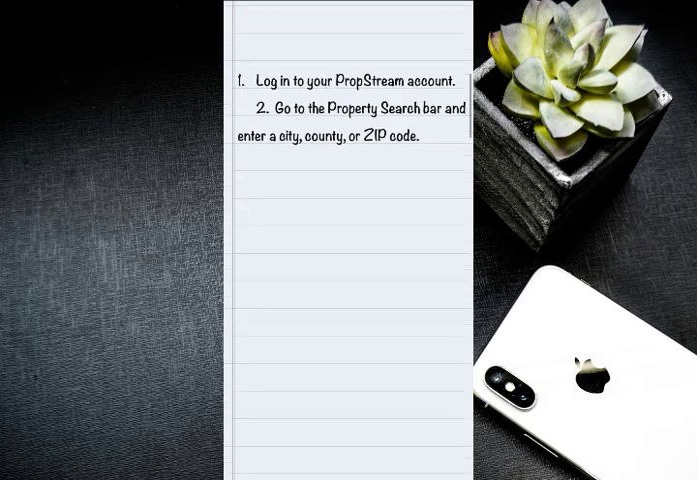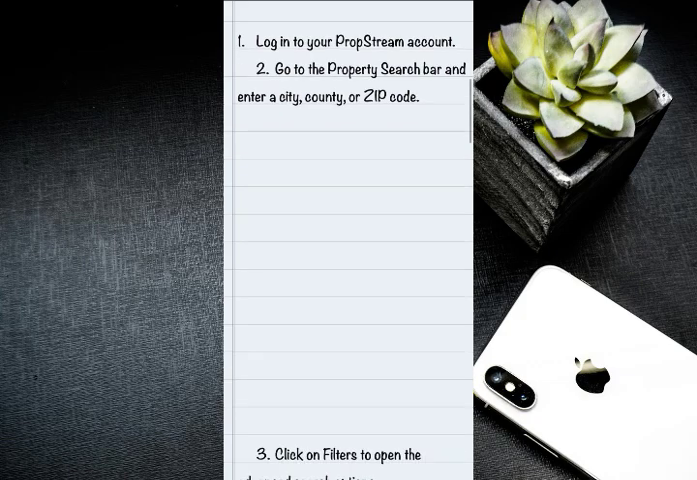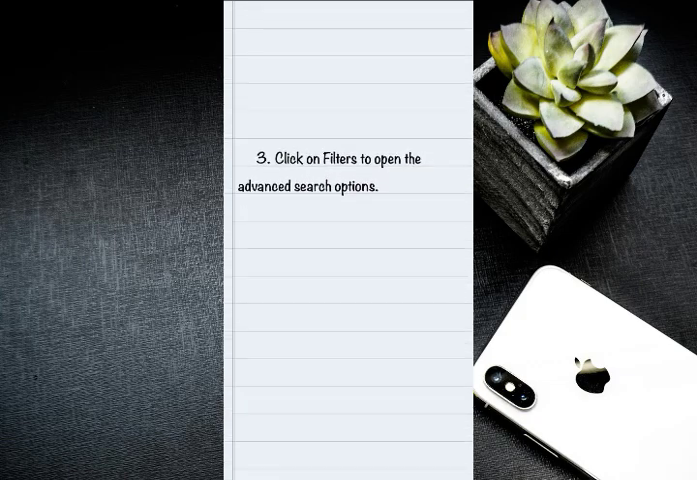So from there, go to the property search bar and enter a city or a county, even the county code or even the zip code of your choice. Then from there, click on the filter to open the advanced search option.